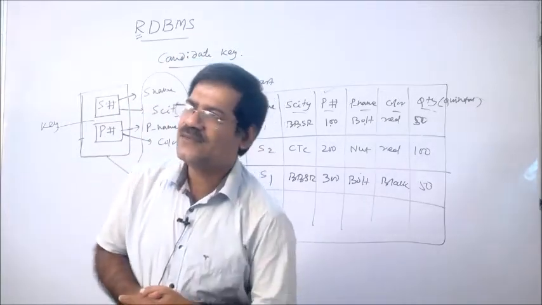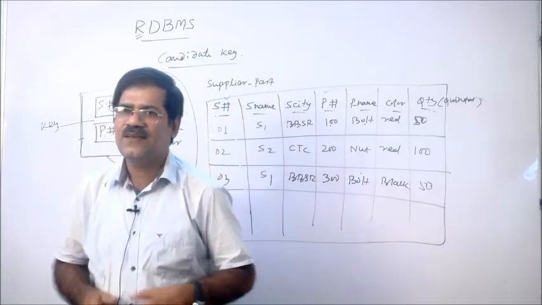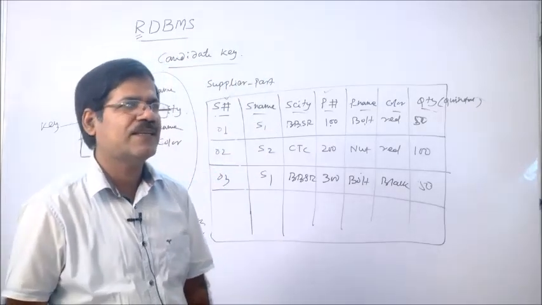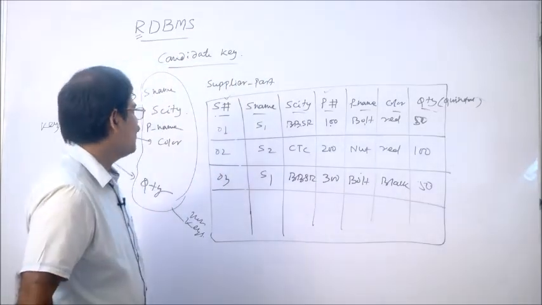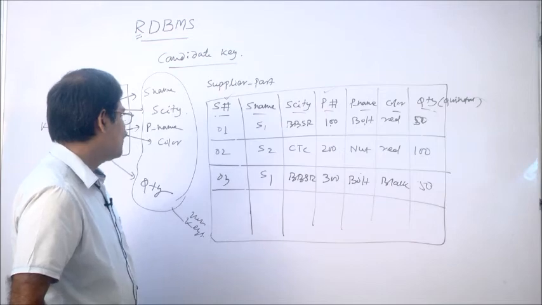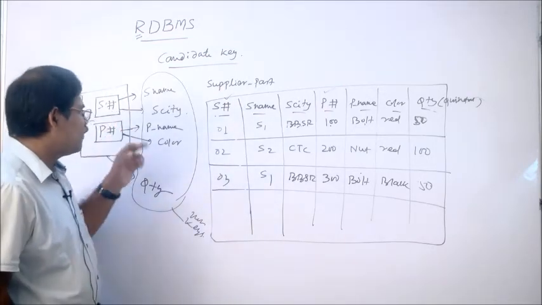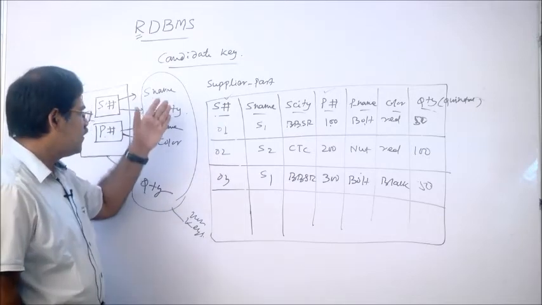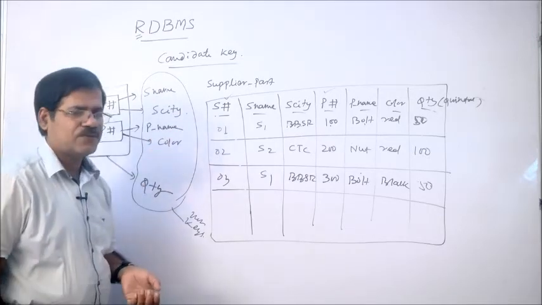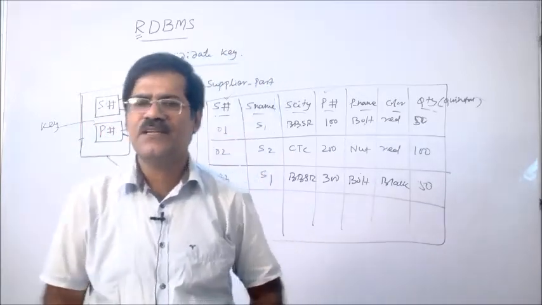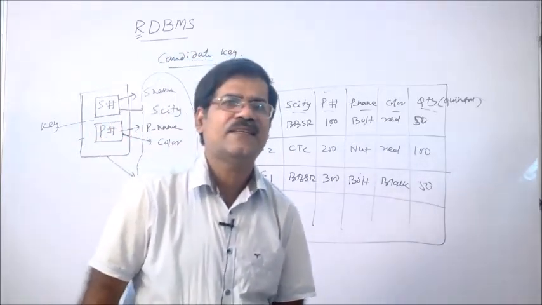So according to the definition of candidate key, when one key is not sufficient, multiple keys, more than one key, are required to determine the non-key values. Here more than one means two keys, S number and P number; both keys are required to determine all other non-key values. That is called your candidate key. S number and P number is called the candidate key.